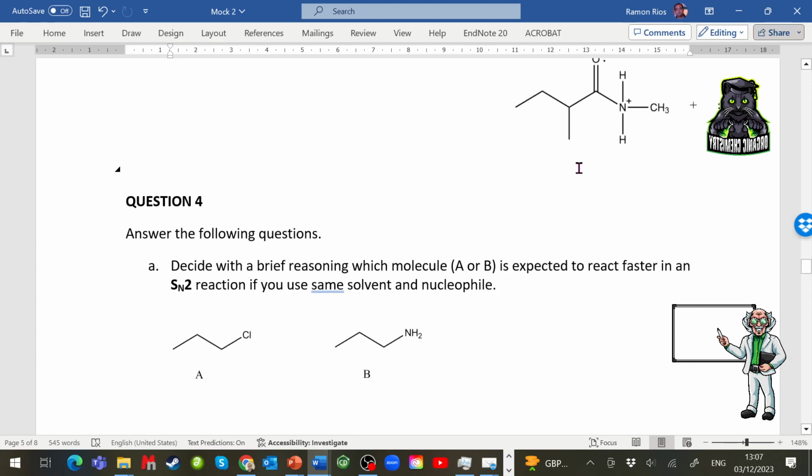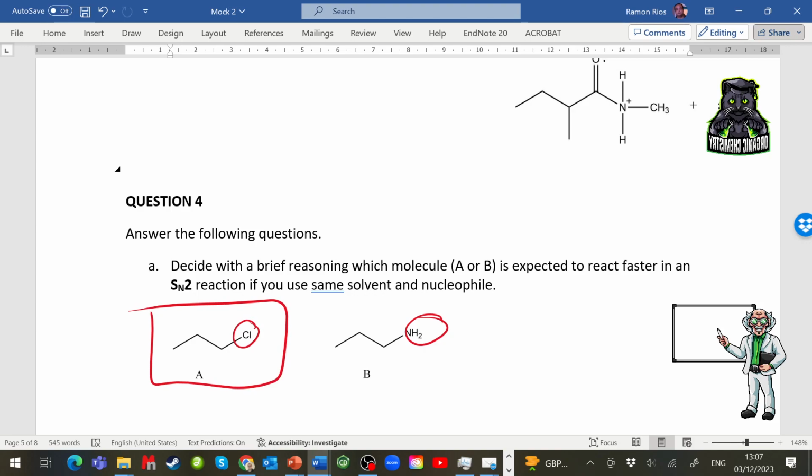Number 4. Answer the following question. Decide with a brief reasoning which molecule, A or B, is expected to react faster in an SN2 reaction if you use the same solvent and nucleophile. Well, basically the two structures are the same, the only thing changing is the leaving group. Here we have a chloride, here we have an amine. Which is the better leaving group? The chloride.